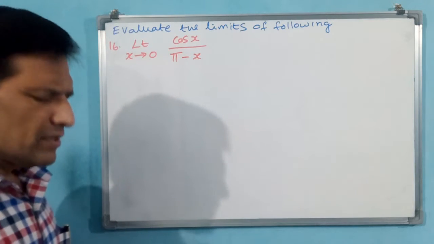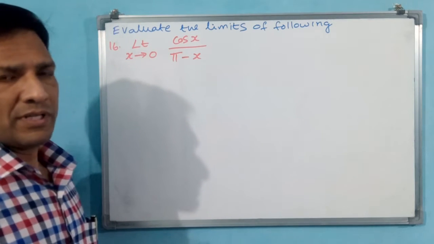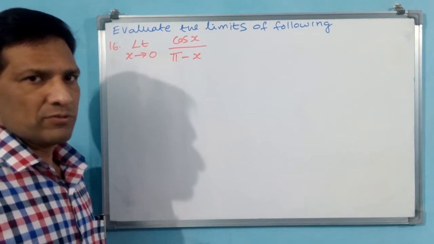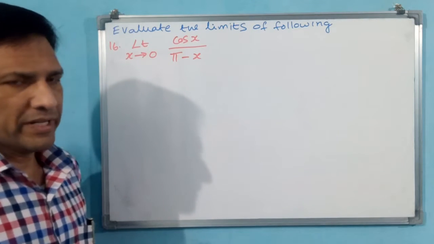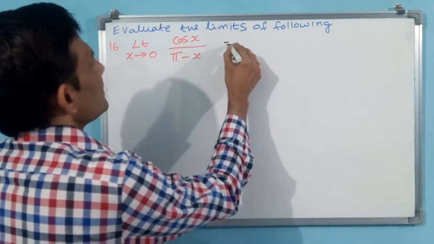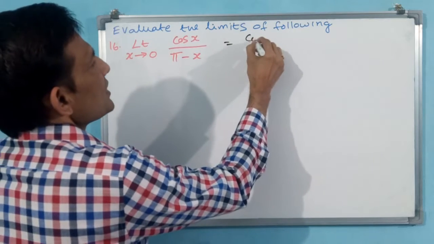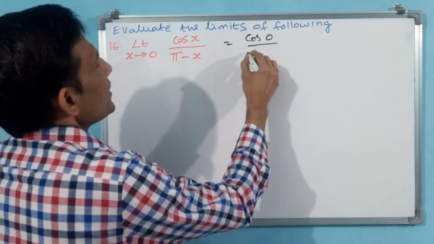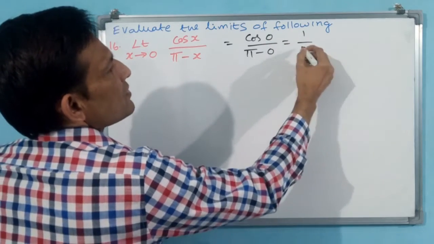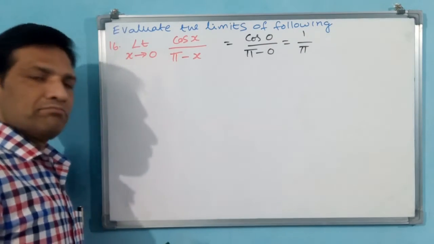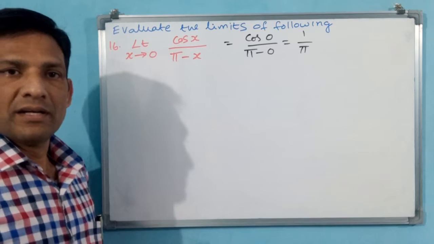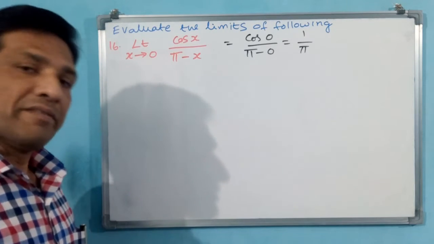See, this is a simple question only. If you substitute, the answer will come directly. There is no 0 by 0 case. If it is a 0 by 0 case, then we have to be a little bit careful. I am substituting: cos 0 by pi minus 0. Cos 0 is 1, pi minus 0 is pi, so 1 by pi. That is the answer for this question. Let us go for the 17th question.